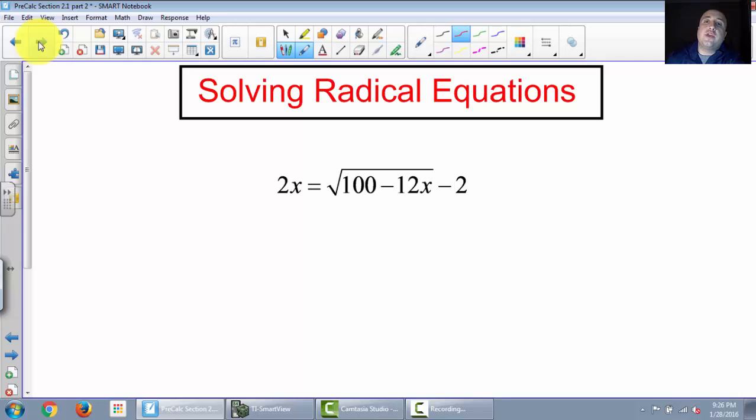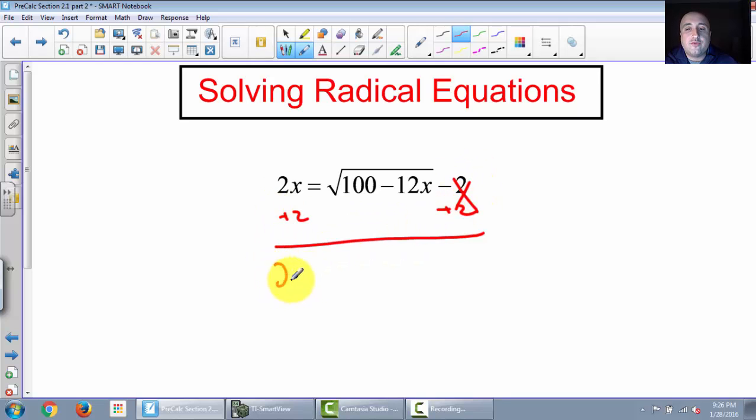All right, so now what do we do when we have radical equations? This is just basic algebra stuff. My goal is to get x by itself. The problem is I have to get rid of this square root in order to get to this x. So I'm going to add 2 first. Add 2, the 2's go away. I'm left with 2x plus 2 is equal to the square root of 100 minus 12x.